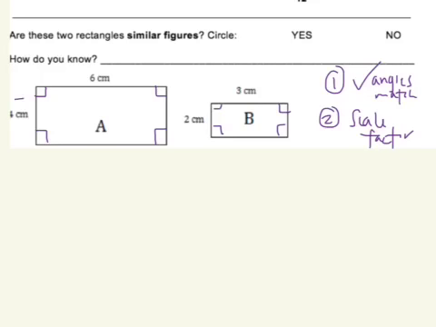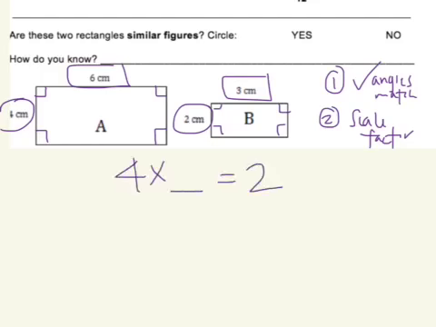Let's see. Here's my corresponding side, 4 and 2. And here's 6 and 3. Scale factor always deals with multiplication, though. Even though you may have an inkling to divide here, you're not going to. So 4 times what gives me 2? 6 times what gives me 3? And they have to be the same number to be a scale factor.